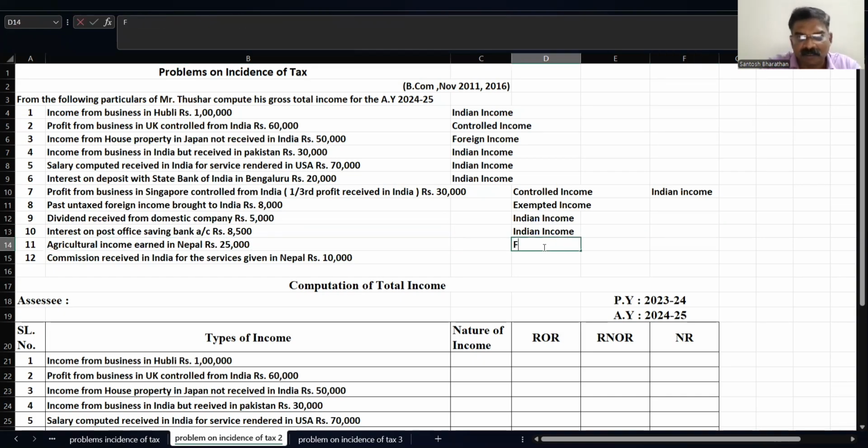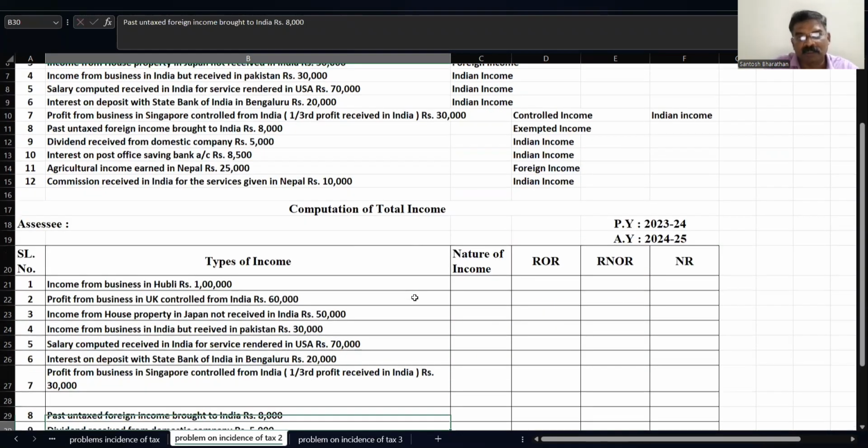Agriculture income earned in Nepal, 25,000. This we directly treat as a foreign income. Why? Because agricultural income which is earned in Nepal, Nepal is not in India. If it is in India, it would have been an exempted income. But Nepal is not in India. In Nepal, they were plowing and earned the income related with agriculture, 25,000. So we treat that as a foreign income. Commission received in India for the service given in Nepal. See, anything we receive in India that we treat as an Indian income and it is taxable in all the three cases.